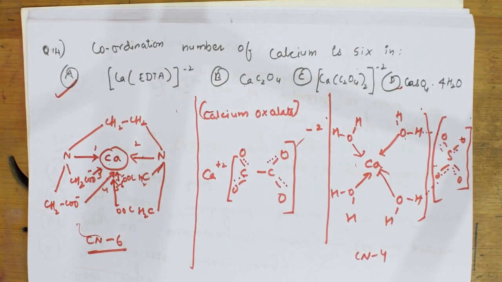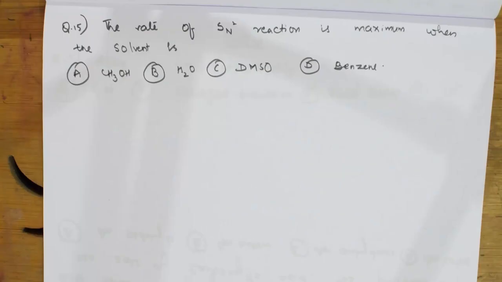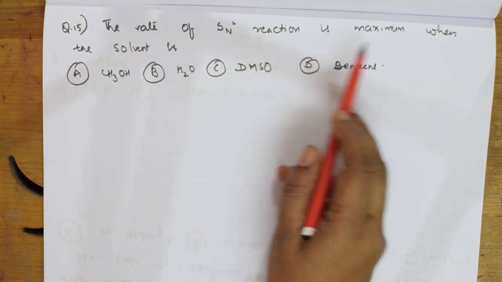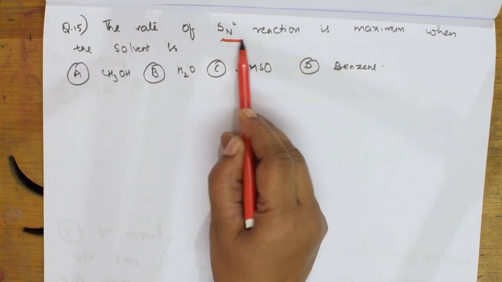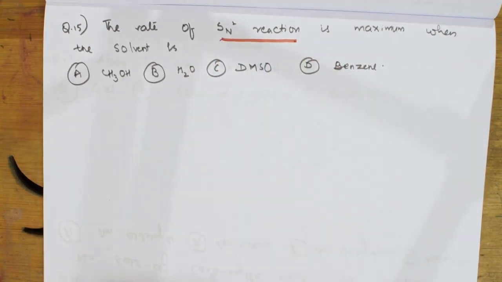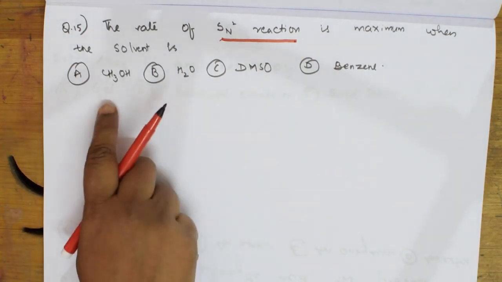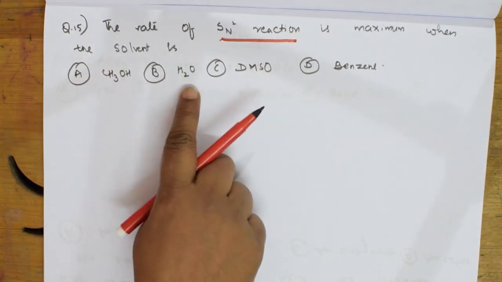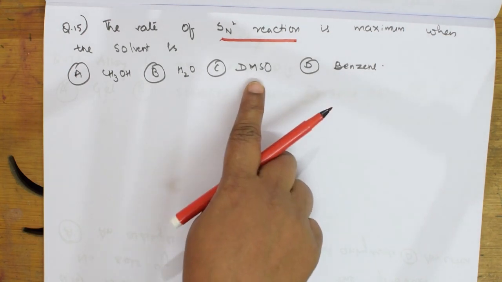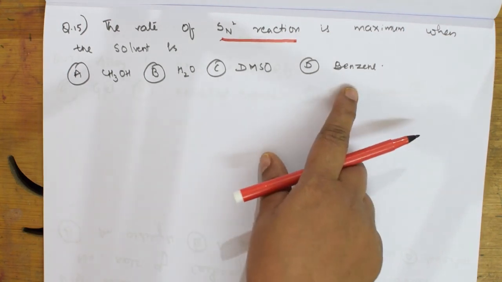Let's come back and see the next question. So after that coordination chemistry question, let's read this question, students. So what did they give us? They said the rate of SN2 reaction is maximum when the solvent is. So they have given different solvents. One is methanol, one is water, one is DMSO, and one is benzene.